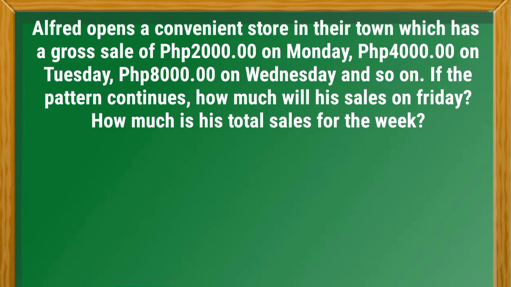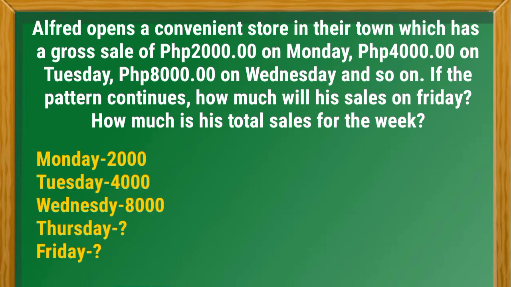The pattern shows that Alfred has a sale twice as much as the sales on the previous day. On Monday, Alfred has sales of 2,000 pesos, and Tuesday has 4,000 pesos, and on Wednesday is 8,000 pesos. It is definite that his sales on Tuesday is twice as much as Monday, and his sales on Wednesday is twice as much as Tuesday. We have to form an exponential notation that will represent his sales in each day.